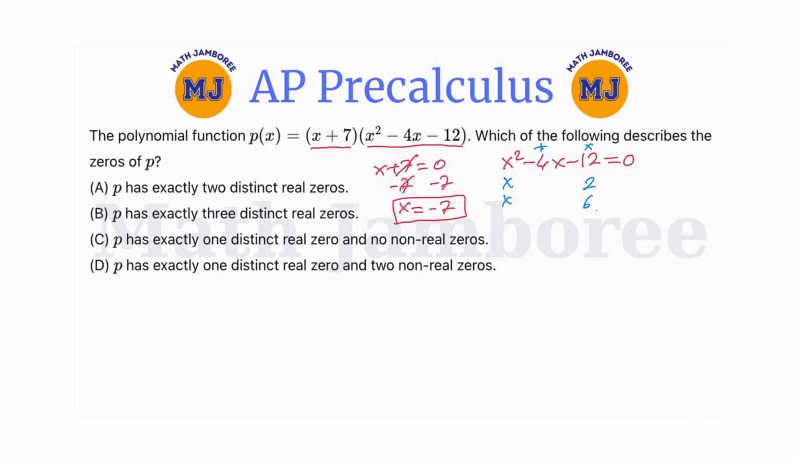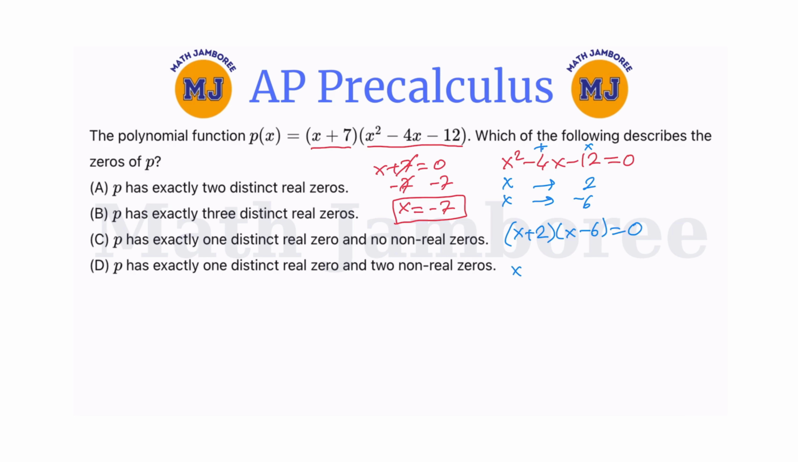So this is for multiplication, and this is for addition. Which one do you think will be negative? One of them has to be negative to get a negative 12. The greatest one will be negative, because when you add them, you get negative 4. So therefore, we can rewrite this factor as x plus 2 times x minus 6 equals 0.